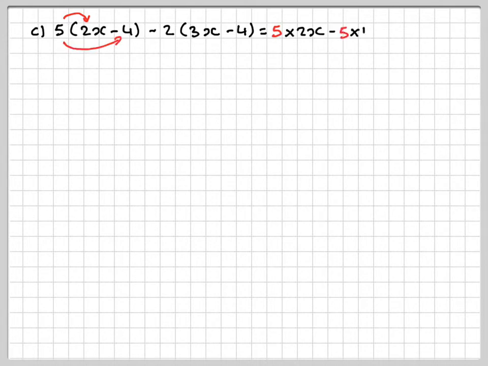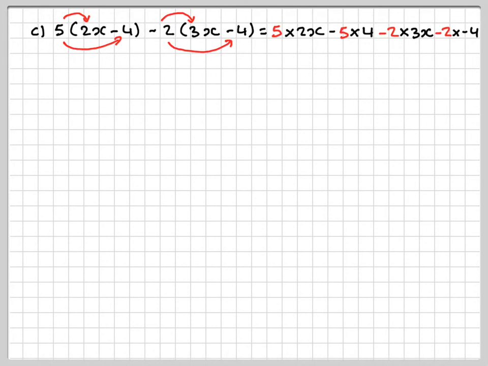Right, now to our slightly harder question. Slightly harder because we've got a minus sign here. So we're expanding 5 times 2x, which gives me 5 times 2x. 5 times minus 4, which gives me minus 5 times 4. And then minus 2 times 3x gives me minus 2 times 3x. And then minus 2 times minus 4.